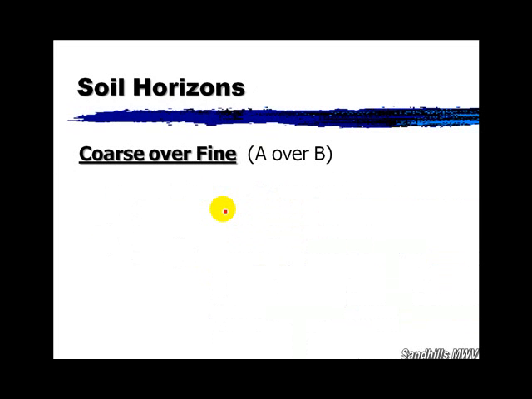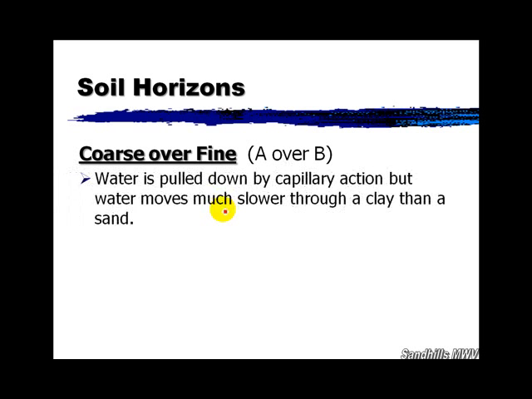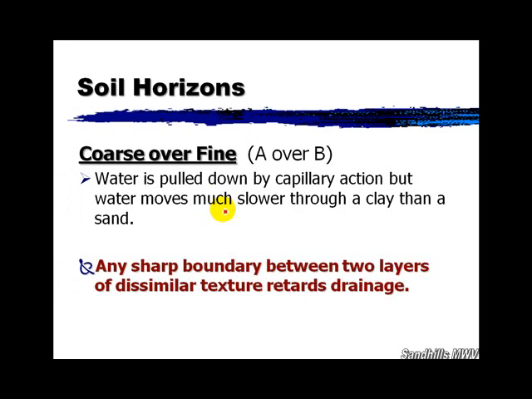In nature, we can have a coarse A layer over a fine B layer. Water will be pulled down through the coarse layer and then stack up on the clay and move slower through that. So, easy to remember, any boundary layer between 2 layers of dissimilar texture slows the drainage.